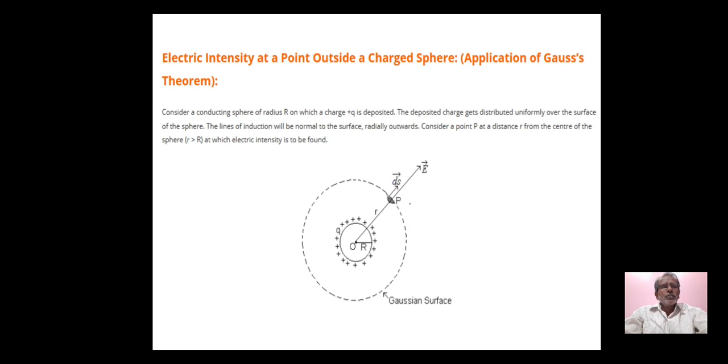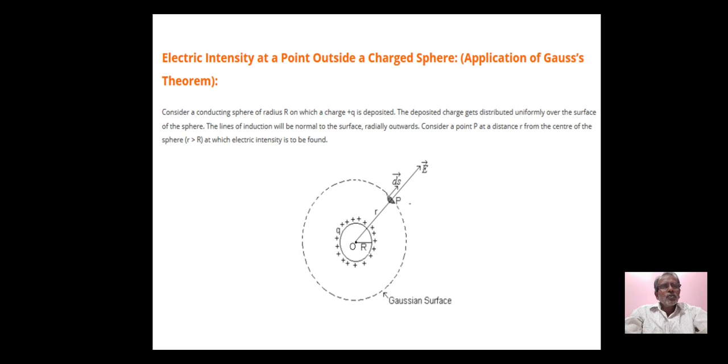Now, application of Gauss's theorem. Gauss's theorem can be applied to find electric intensity at a point due to certain symmetrical charge distribution. Let's consider first case, to find intensity at a point outside a charged sphere. Let's say radius of the sphere capital R and charge over the sphere plus q. Now, at a point outside the surface of the sphere at a distance small r from the center of the sphere, suppose point P, intensity at point P is say E.